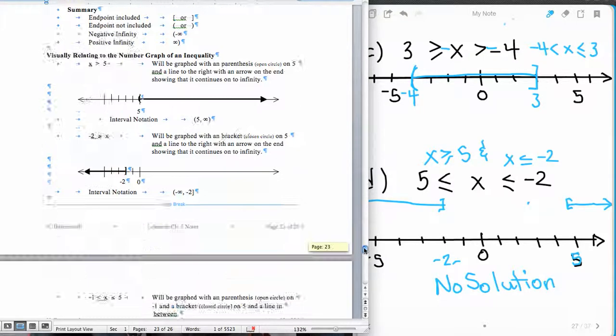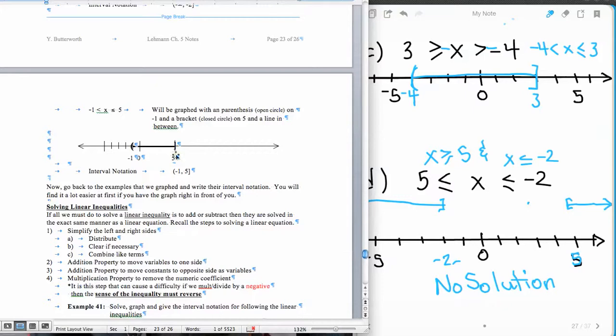And we can do that with compound inequalities too. Where's our left endpoint? Negative 1. Is it included? No.